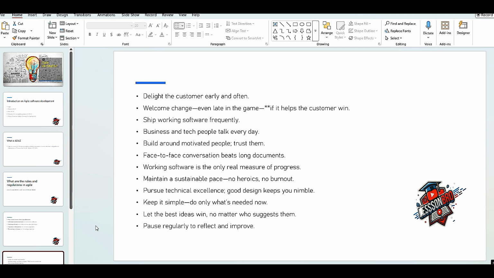There's no gold plating. Gold plating is nothing but whatever the customer asks and whatever you're giving, you are giving more than what is expected. That is bad, in fact. That is called gold plating in the software world. Okay? And keep it simple.